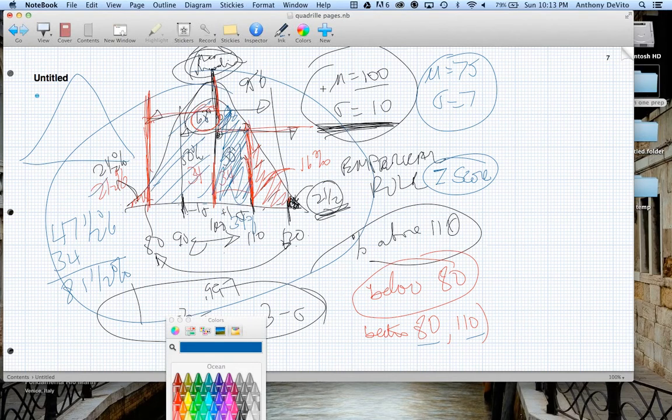I don't know if this will come up on the test. If it does, you have a little bit of preparation for it. But I think we should be in pretty good shape.